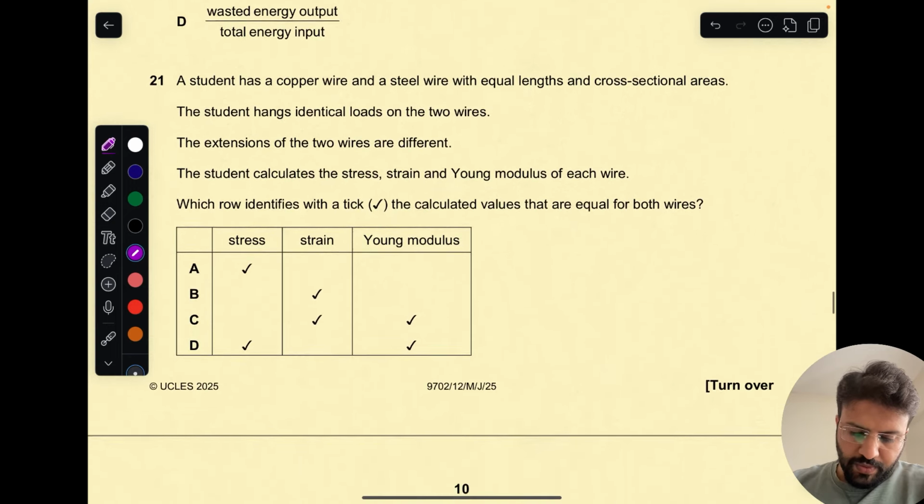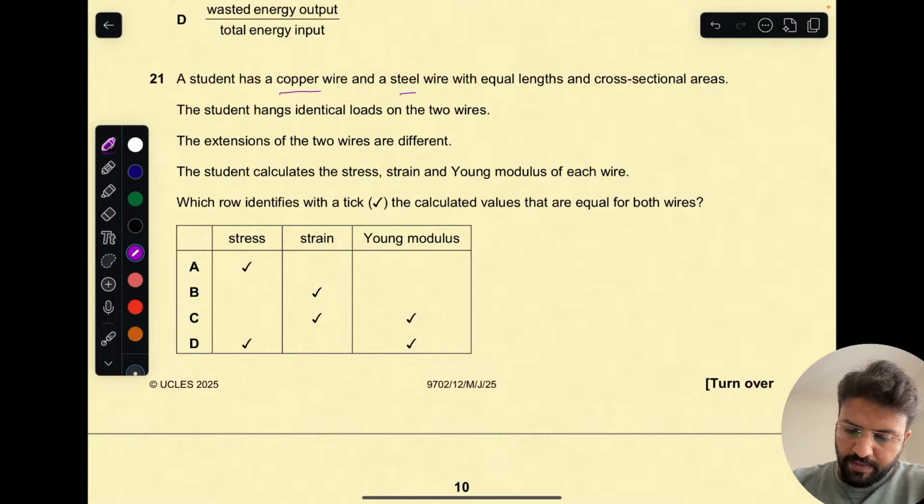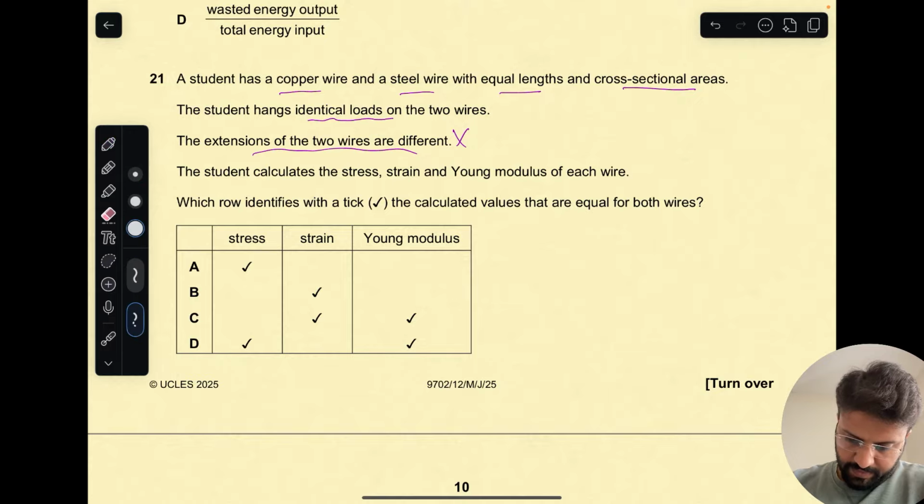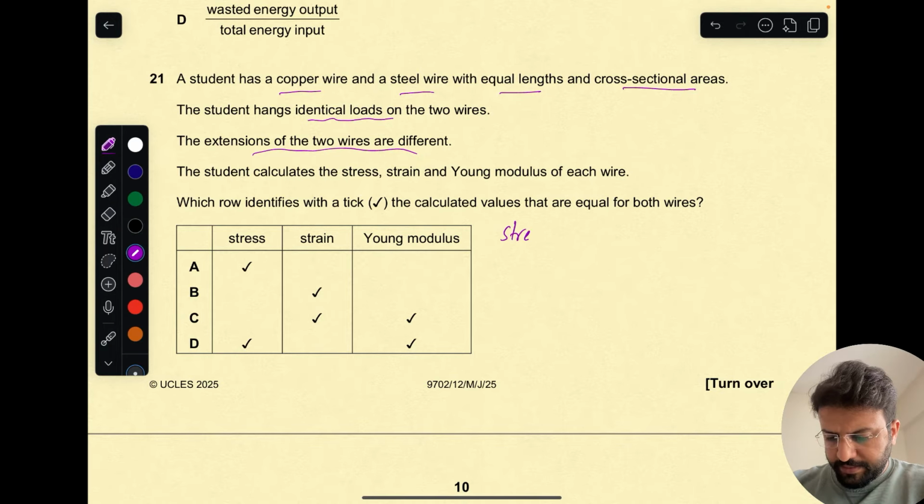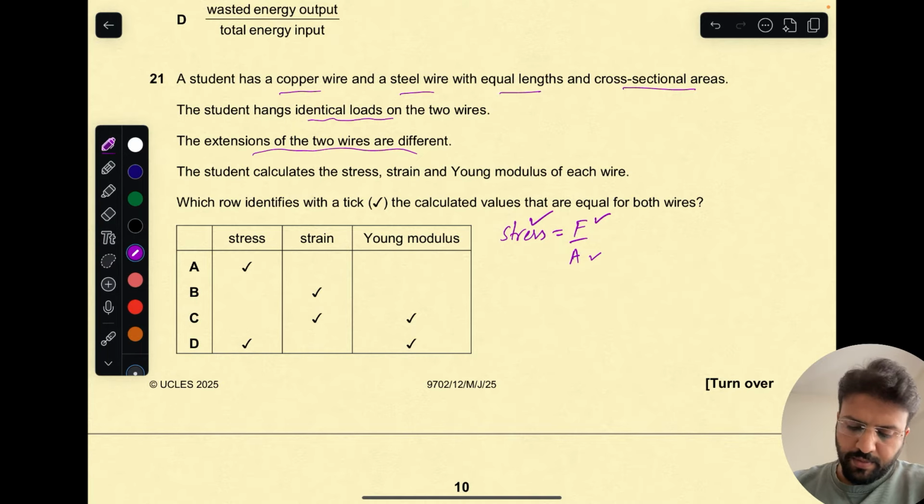In question 21, a student has a copper wire and a steel wire with equal length and cross-sectional area, and identical loads are hung on them. The extension of the two wires is different. You have to find which quantities are the same and which are different. So we know stress is force over area, and in the given question it is given that the loads are the same, the areas are the same, so stress will also be the same. Okay, so you have to choose between option A and D.